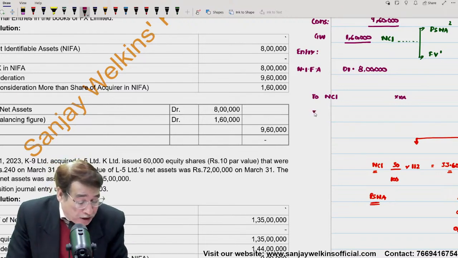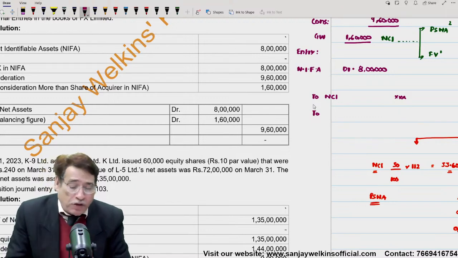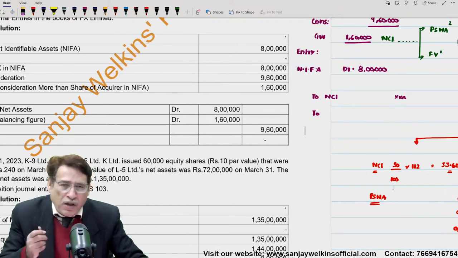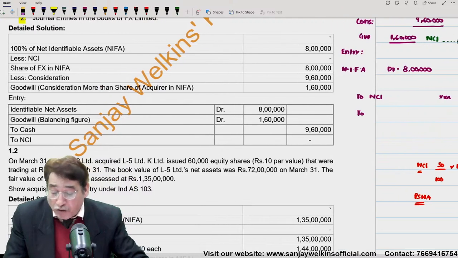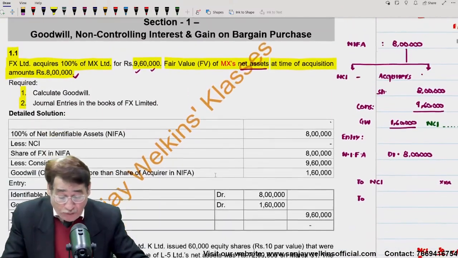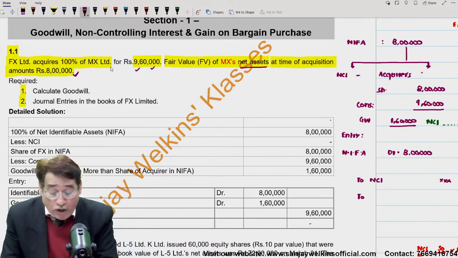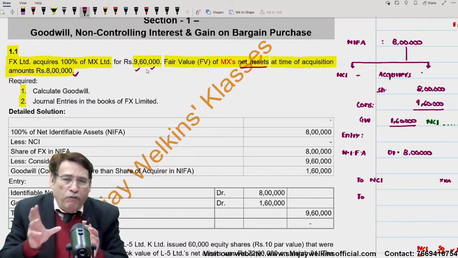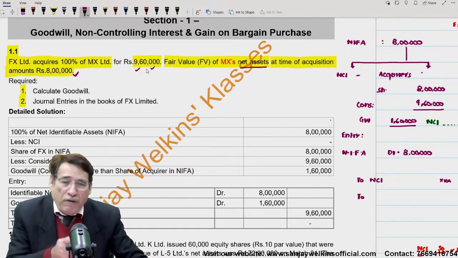Now we are going to write here regarding the consideration. Now, as a professional student, you should not give any chance to the examiner to deduct even a single mark. For example, once again, I would take you to the question. Just pay attention to why I am stressing even such a low intensity question. Here it is written FX Limited acquired 100% of MX Limited for rupees 9,60,000. Whenever the wordings are like this, for rupees 9,60,000, always presume that you have delivered the consideration in cash. Is it clear to you?